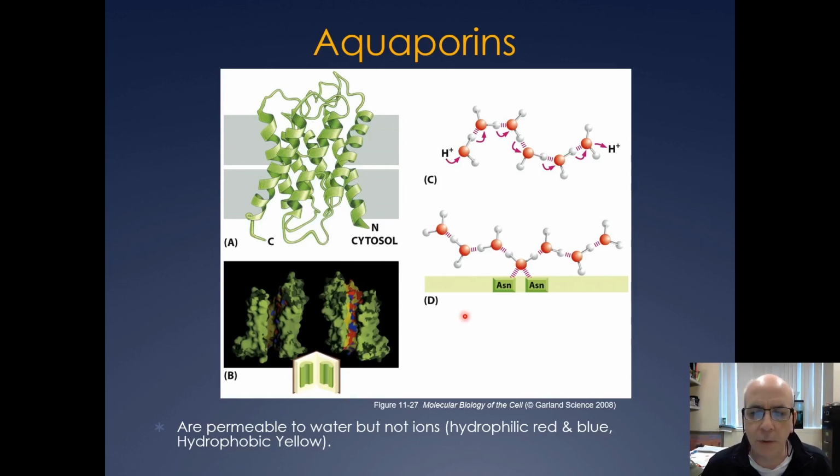And the way they do it is these asparagines here are positioned with the oxygen on H2O, and that actually prevents protons from jumping. And so this will allow water to pass, but not individual protons to jump through. And so the aquaporins are permeable to water, but not to protons. It's an interesting concept.